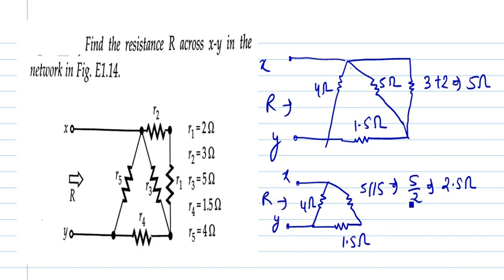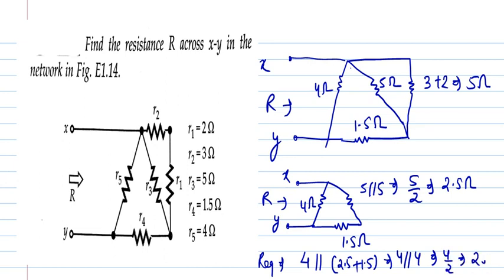Now we can see 2.5 ohm and 1.5 ohm are connected in series, and that will come in parallel with 4 ohm. So R equivalent is equal to 4 parallel with 2.5 plus 1.5. That gives us 4 parallel 4, or we can also write 4 by 2, that is equal to 2 ohm. So 2 ohm is the equivalent resistance for this circuit.